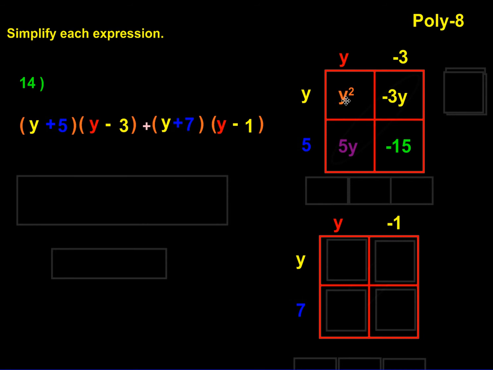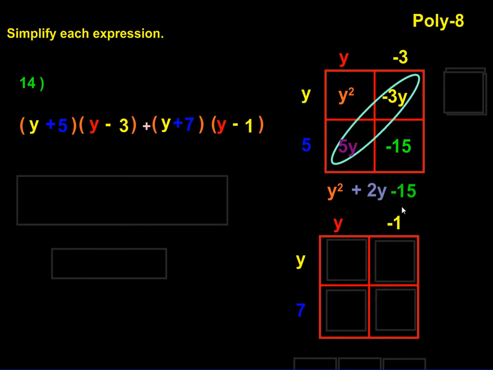Looking at my terms, y to the second power can be brought down. There's nothing else to combine it with, and it's the largest degree. If I look, I have like terms with y's right here. I'm adding. I have a positive 5 and a negative 3, so that's going to get me a positive 2y. And my negative 15 just comes down.